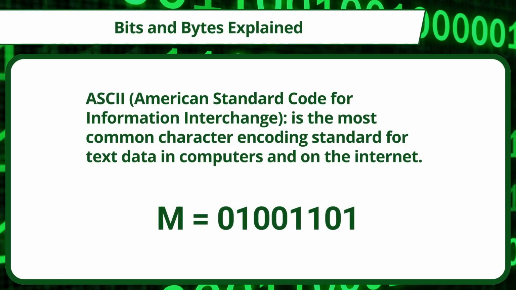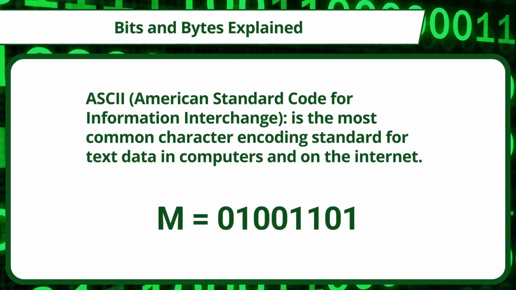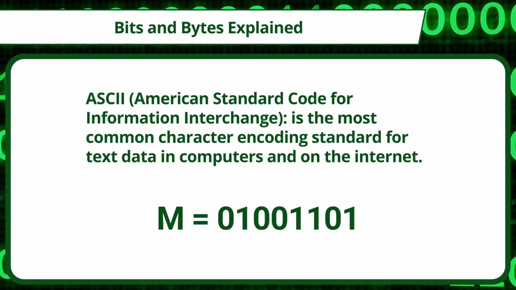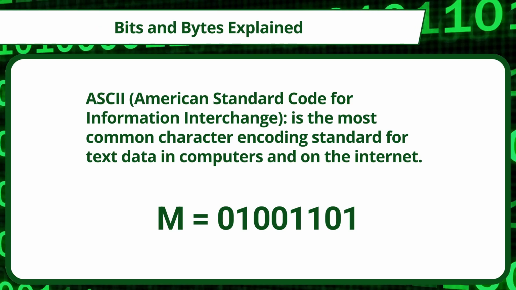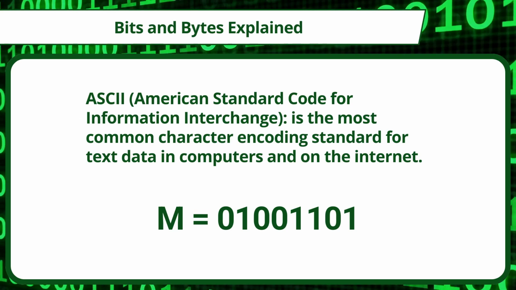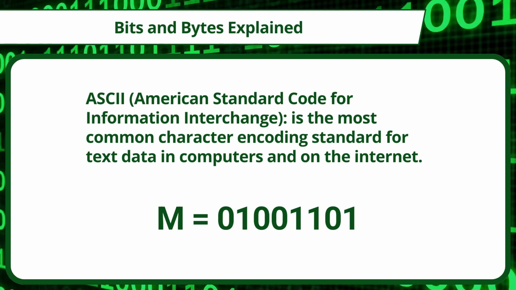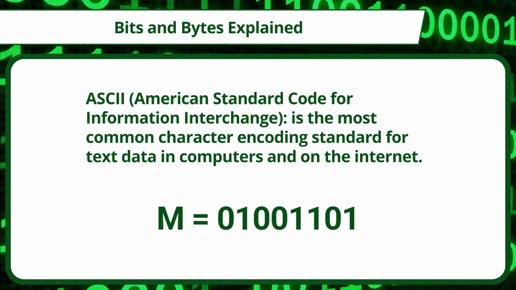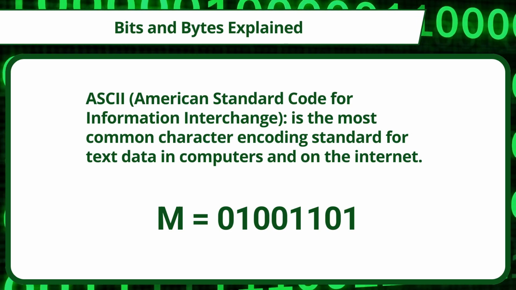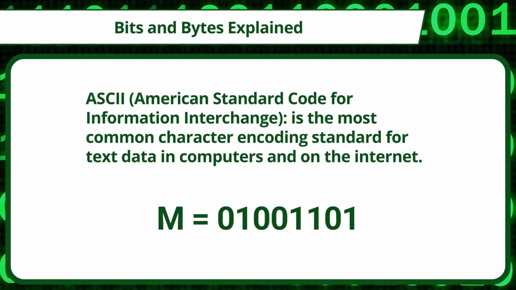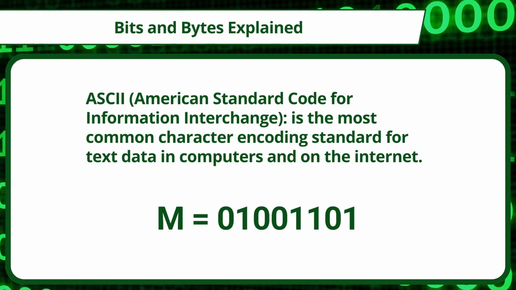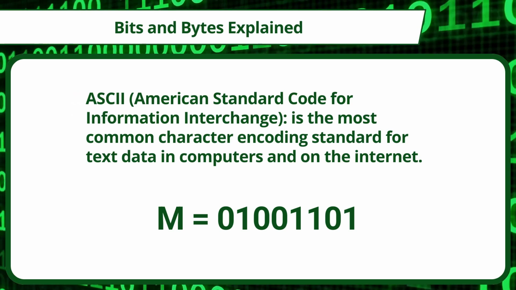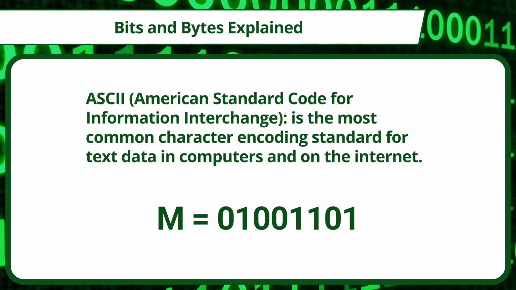When you press a key on your keyboard, your computer doesn't store the actual letter or number. Instead, it stores a numeric code in binary that represents it. This is where a system like ASCII comes in. ASCII stands for the American Standard Code for Information Interchange, and it is the most common character encoding standard for text data in computers and on the internet. It is used to assign characters to a specific binary value. For example, the capital letter M of the Latin alphabet is represented in ASCII by the binary value 01001101. Now, this might look like a random set of binary digits, but to a computer, it is perfectly readable. It sees that exact pattern and knows immediately that's the capital letter M.